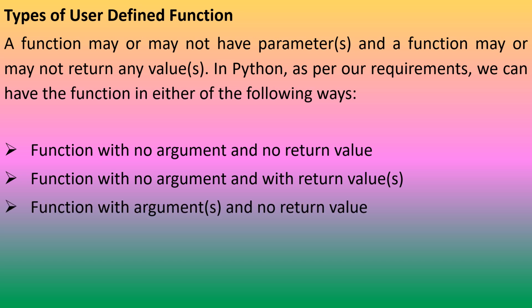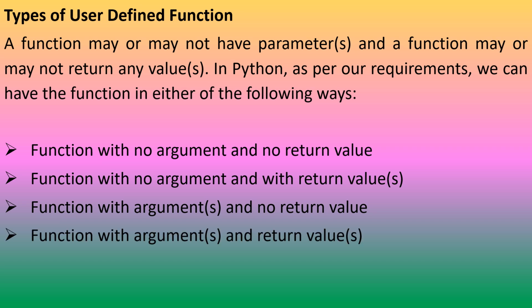Next, function with argument or arguments and no return value. That means here the function will be called by passing a value or values, and that function will not return any value. Next, function with argument or arguments and return value or values. That means here the function will be called by passing a value or values, meaning arguments will be passed, and that function after the computation will be returning a value or values.